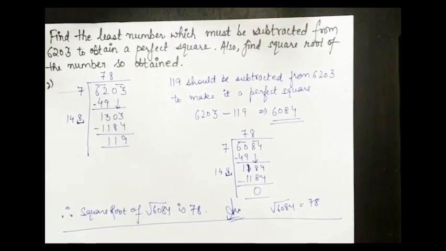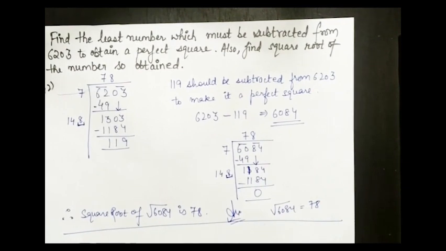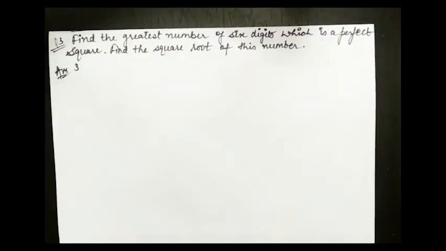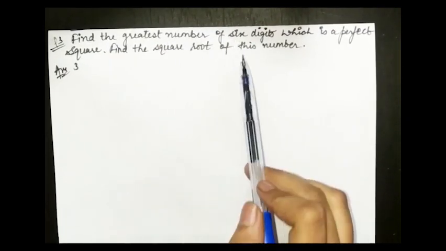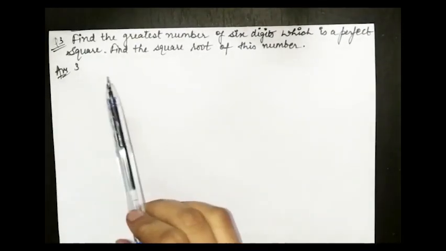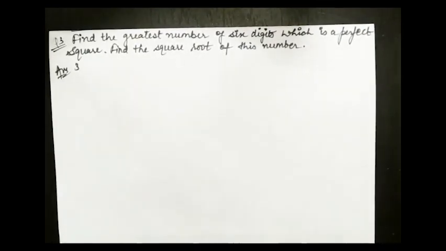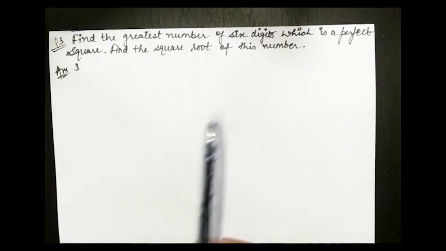Now moving forward to the next question. This is a very similar question in all the worksheets. So let's move on to the third question. Now the third question is saying that find the greatest number of 6 digits which is a perfect square. Find the square root of this number. We have to find the greatest 6 digit number.